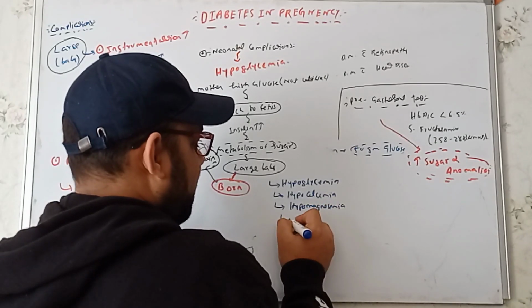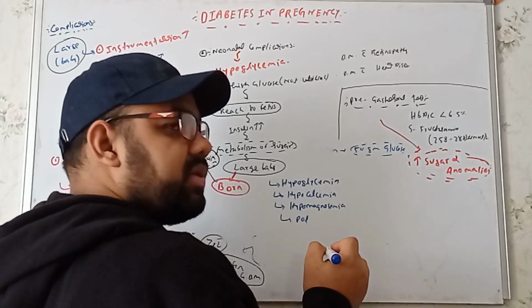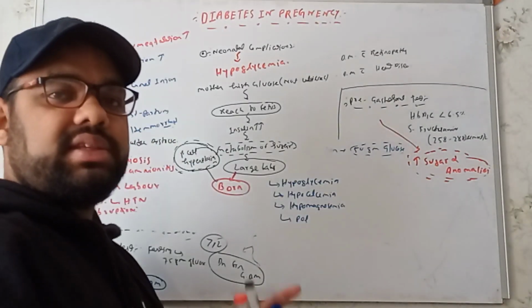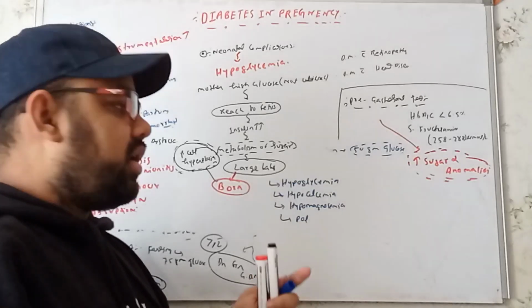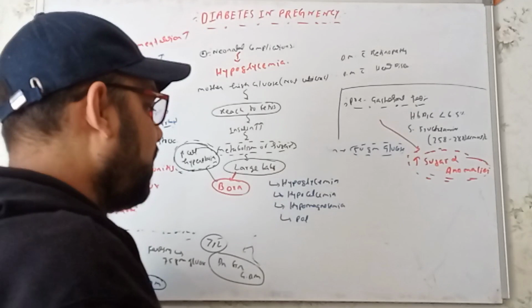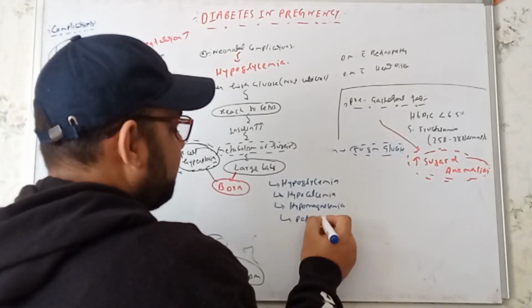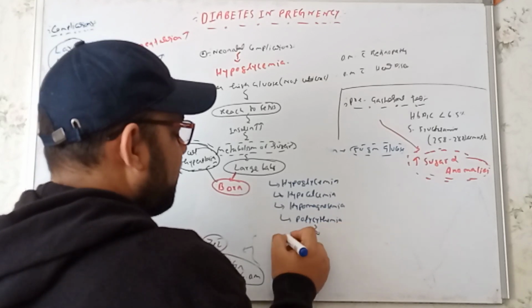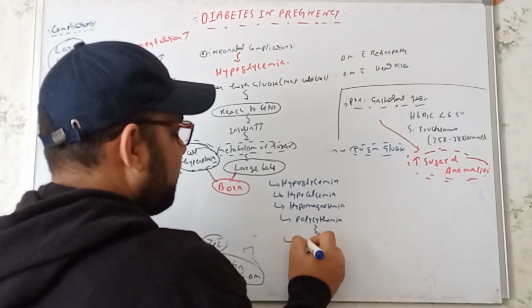We can also see polycythemia, because the bone marrow will be stimulated by these conditions. Whenever the bone marrow of the baby is stimulated by these conditions, we'll see polycythemia. There will be production of more RBCs. So whenever polycythemia is there, we'll see hyperbilirubinemia.